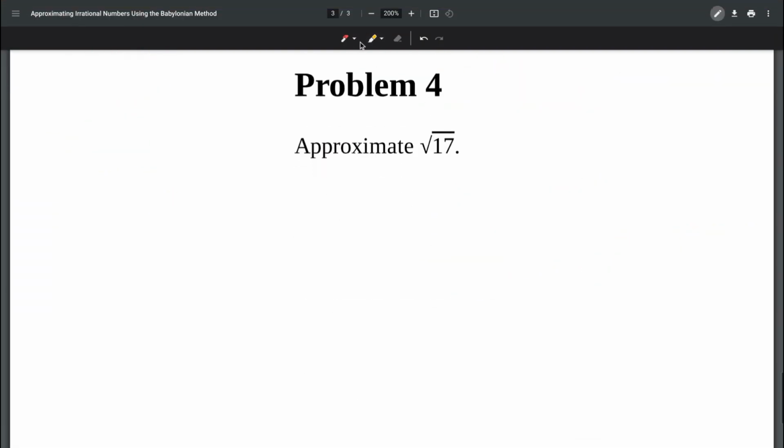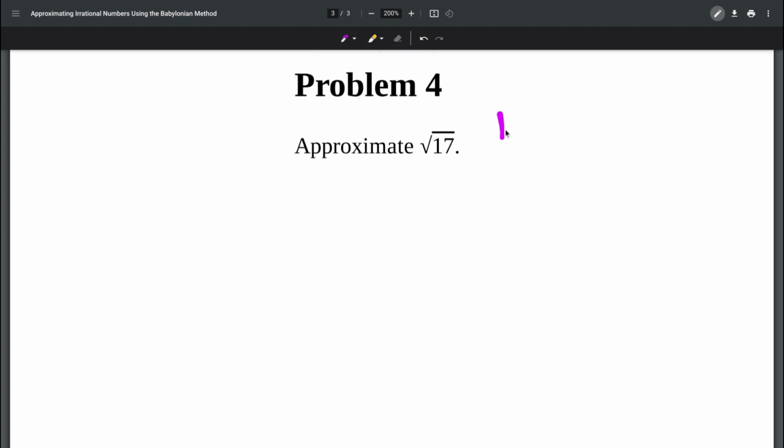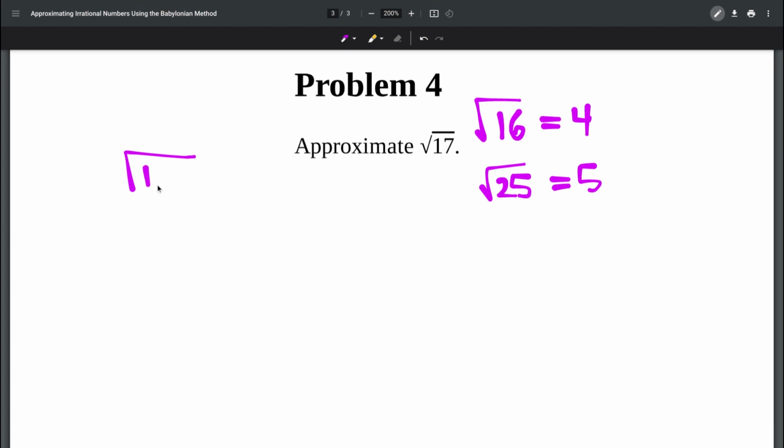So the square root of 17. What's close to 17 here? Well, 16 is a perfect square that's close. The square root of 16 is 4. And then we have the square root of 25, which is the next closest. The square root of that is 5. So it's somewhere between 4 and 5. There's a gap of 9 here. We go 1/9 away. So let's do 1 divided by 9. We just get like 0.1 repeating.